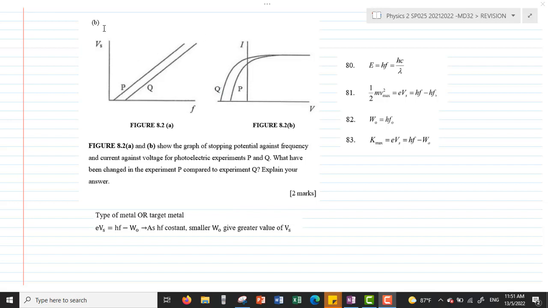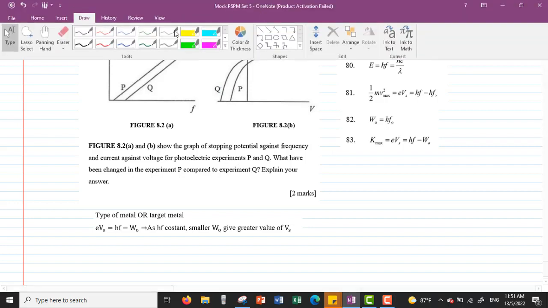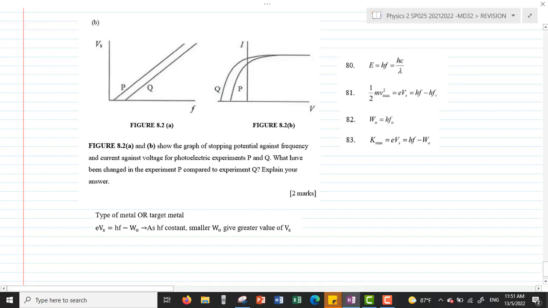So then we move on to question B. We are given figures 8.2a and 8.2b, which show the graph of stopping potential against frequency and current against voltage for photoelectric effect experiments P and Q. If we refer to the graph of stopping potential against frequency, we know that the x-intercept will represent the threshold frequency for experiment P and also the threshold frequency for experiment Q. For the second graph, current against voltage, the x-intercept here will represent the stopping potential for experiment Q and also the stopping potential for experiment P.